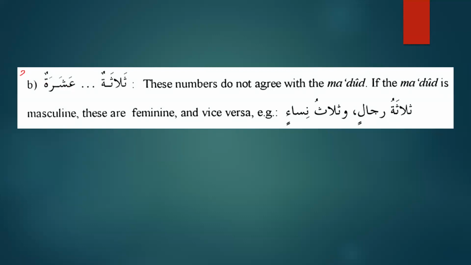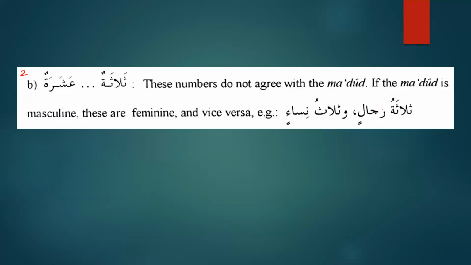Yes, what do you remember about 3 to 10? I hope you remember the previous, the old information. The numbers from 3 to 10, two things we need to know. Adad and Ma'dud are opposite in gender. That's number one. And number two, Ma'dud will always be plural and it will be opposite to the Adad.